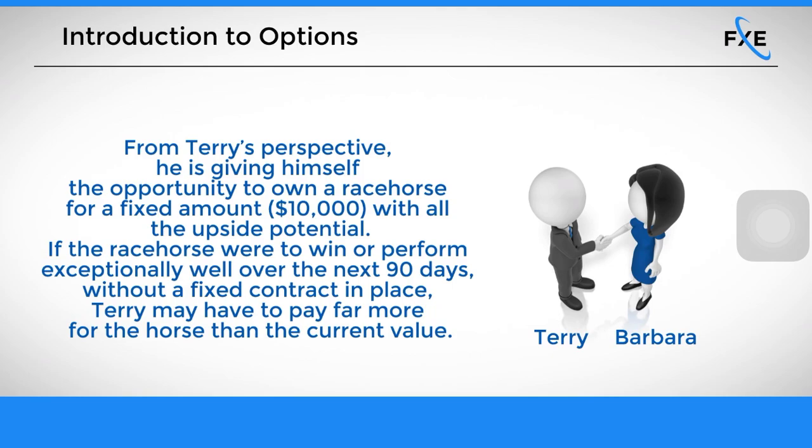If the racehorse were to win or perform exceptionally well over the next 90 days, without a fixed price contract in place, Terry may have to pay a lot more for the horse than the current value. Now, just as importantly, Terry could walk away from the transaction if the horse doesn't perform as expected.